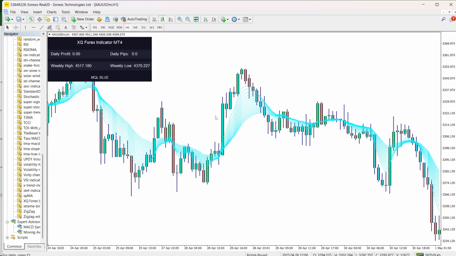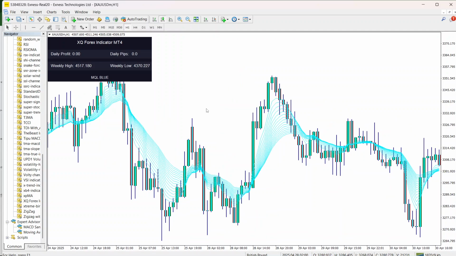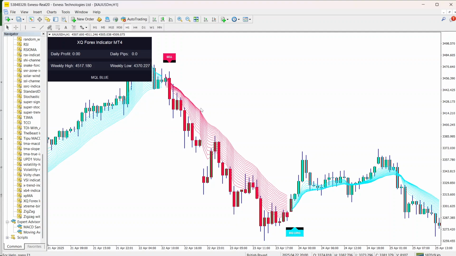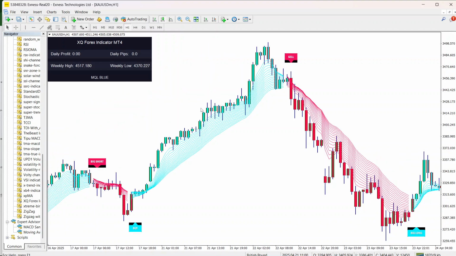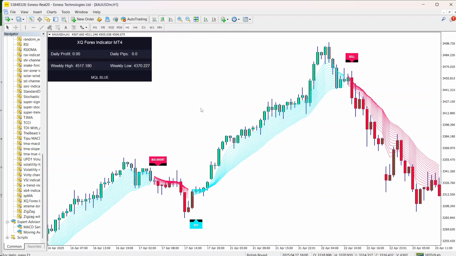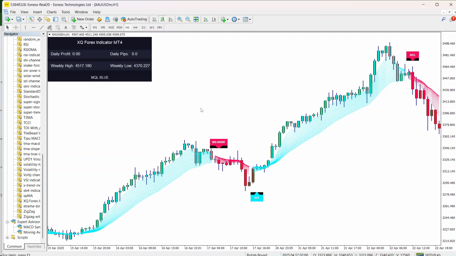This custom multidimensional tool integrates trend detection, momentum oscillators, price action filters, and volatility analysis into a single visual framework with adaptive signals and multi-time frame capabilities. In this video you'll see how the XQ Forex works, how signals are interpreted, and which trading strategies are utilized.